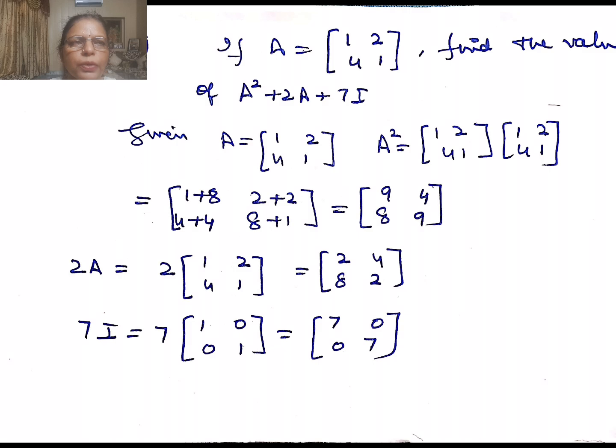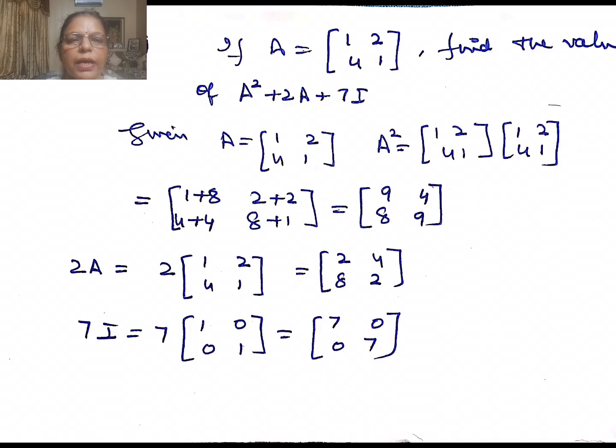A square is equal to A into A, that is [1 2; 4 1] into [1 2; 4 1]. As a rule of multiplication we get 1 plus 8, 2 plus 2, second row 4 plus 4, 8 plus 1. The resulted matrix is [9 4; 8 9]. And 2A is equal to 2 times [1 2; 4 1]. By scalar multiplication of the matrix we get [2 4; 8 2].